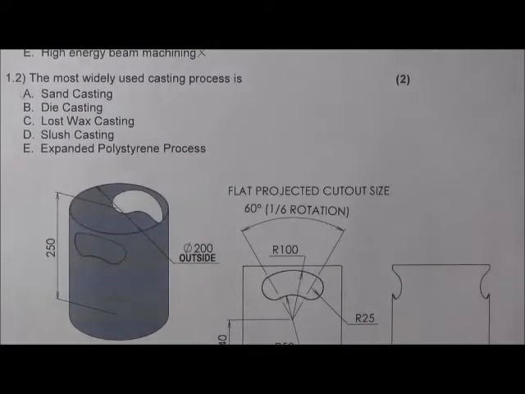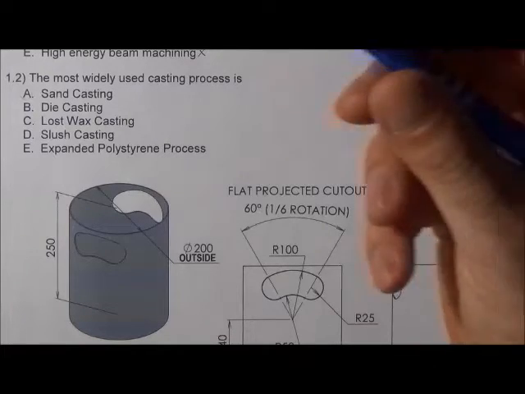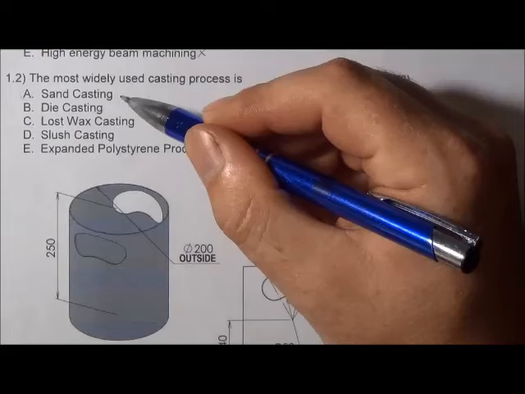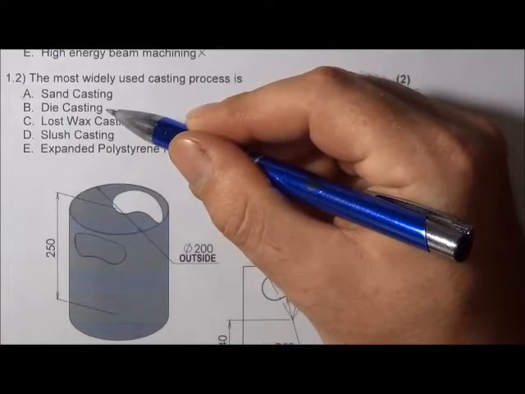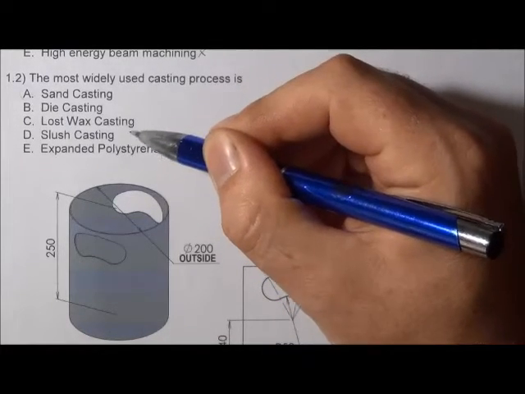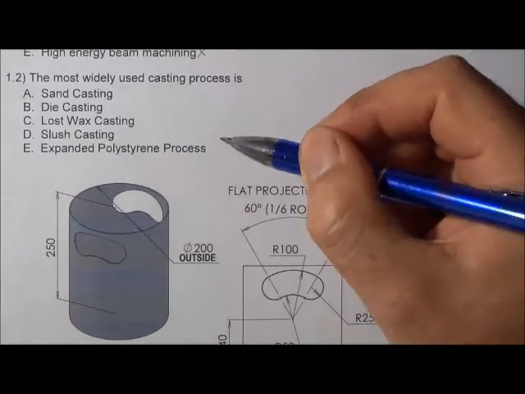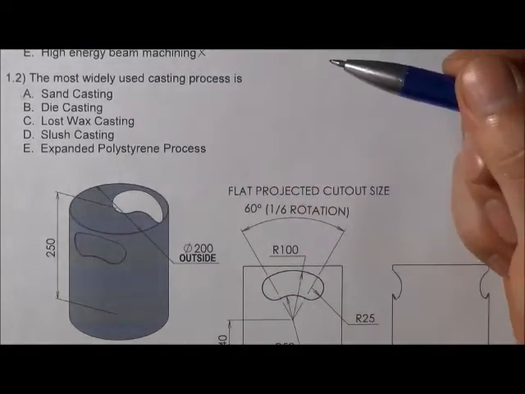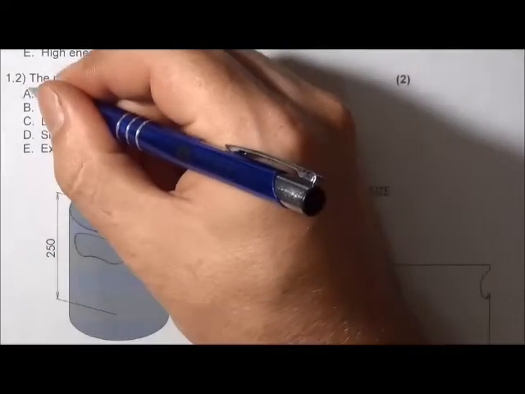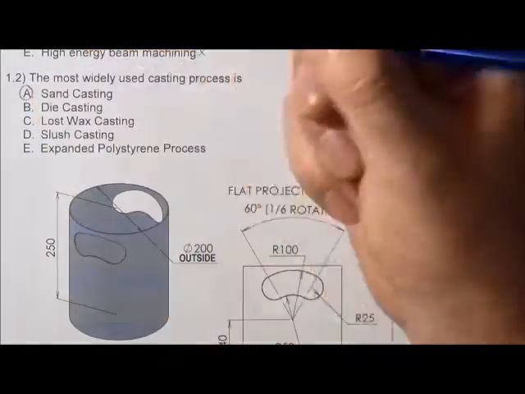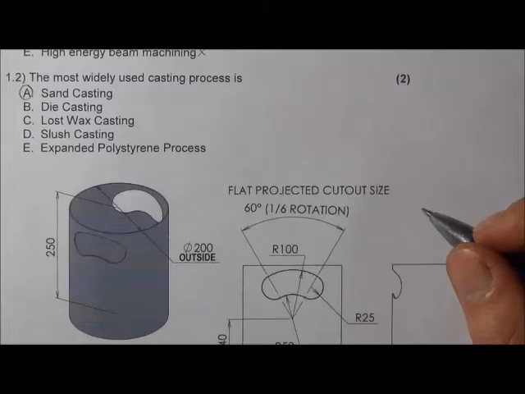Number 1.2. The most widely used casting process is A. Sand casting, die casting, lost wax casting, slush casting, or expanded polystyrene process. So the most widely used casting process is actually A. Sand casting. That one comes straight from the theory.